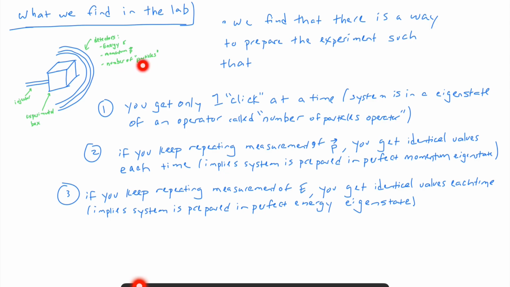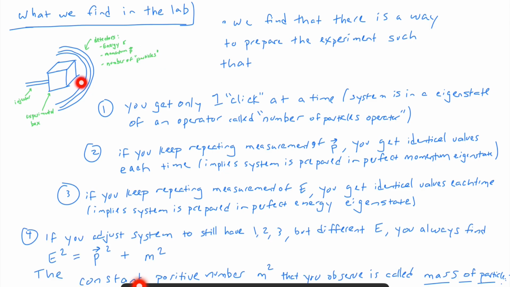You get the same number of one particle, one energy, and one momentum. But now let's say you adjust it so that the momentum is changing, and then you measure the new energy. You'll still get one particle, but a new momentum and a new energy. And when you do that experimentally, you will find exactly this relationship, that if you adjust it, you will get E squared equals P squared plus some constant number M squared.